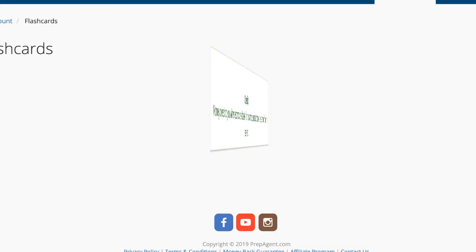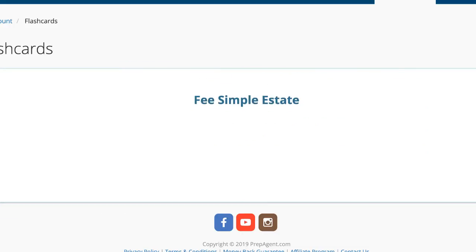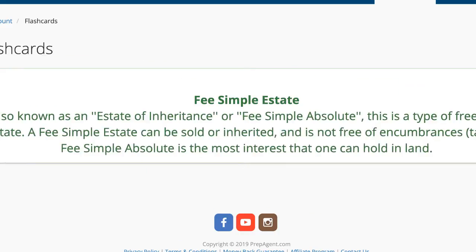Let's get a good one up here. Fee simple estate. What's a fee simple estate? What do you guys think? It's an estate of inheritance, fee simple absolute. This is the maximum degree of ownership. It's a freehold estate. What is the difference between a freehold estate and a less than freehold estate?